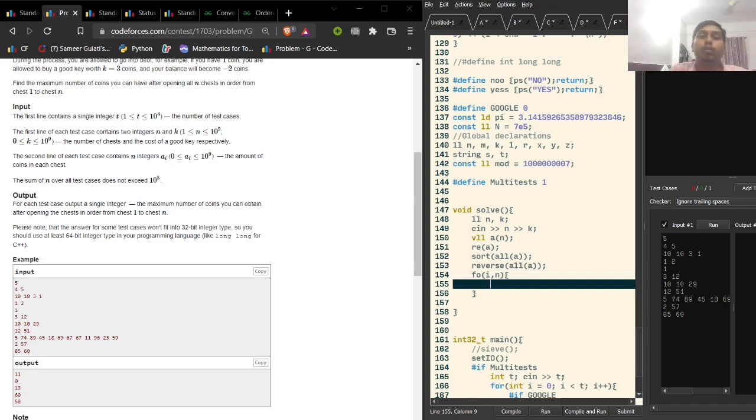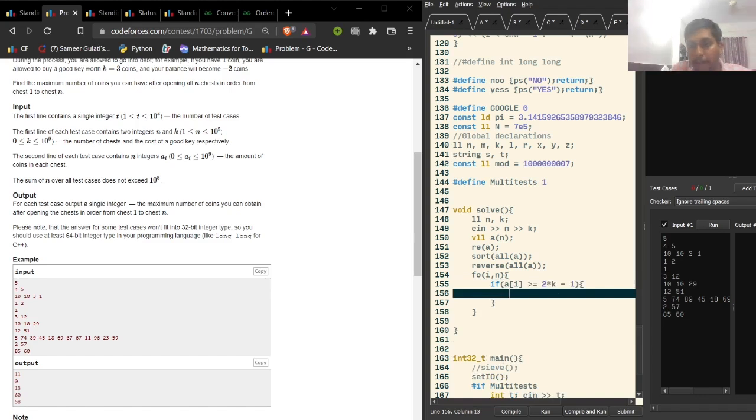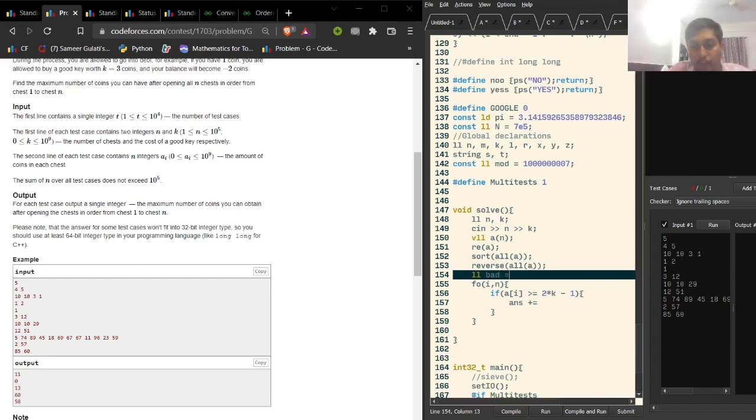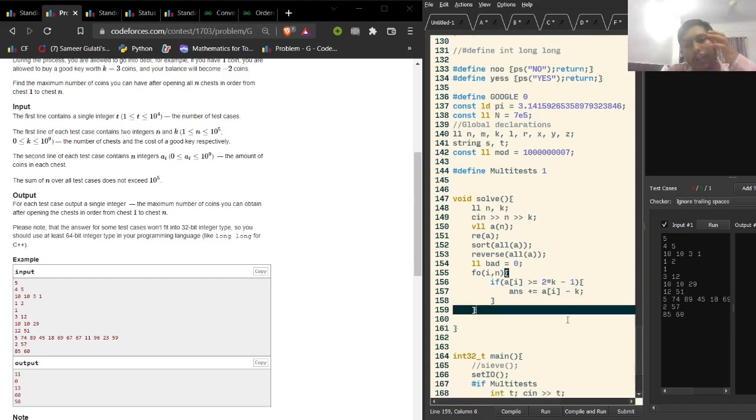If at any point we're going to lose k coins, so if at any point the value of A_i is greater than or equal to 2k minus 1, then just use the good key. And you can just keep the number of bad keys used, so we can divide by 2 that many times, so we actually know finally what reward we are going to get. Answer plus equals A_i minus k. This should be good enough.